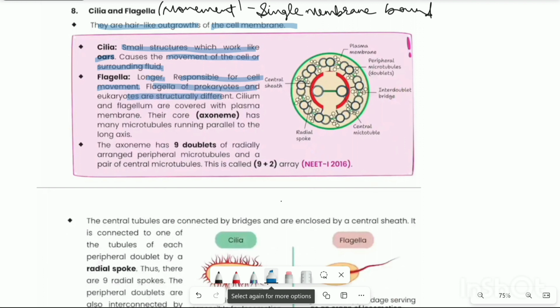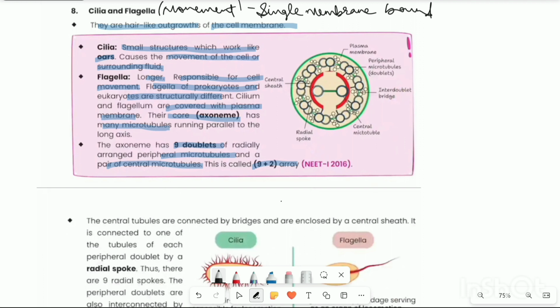Cilium and flagellum are covered with plasma membrane, and their core, the axoneme, has many microtubules running parallel to the long axis. This axoneme has 9 doublets of radially arranged peripheral microtubules, with a pair of central microtubules, which is called the 9 plus 2 array.